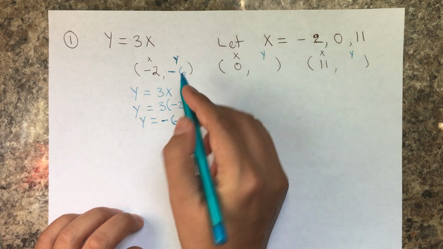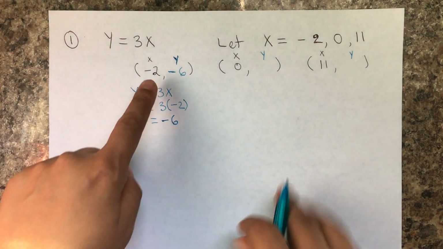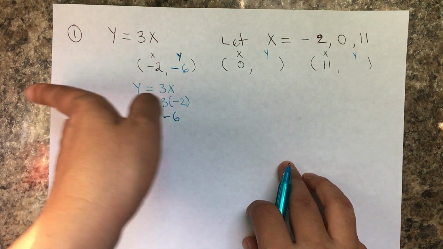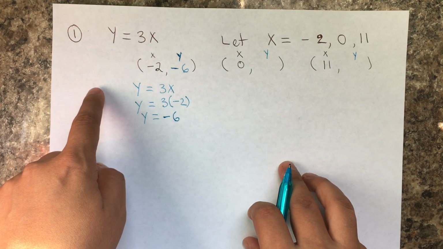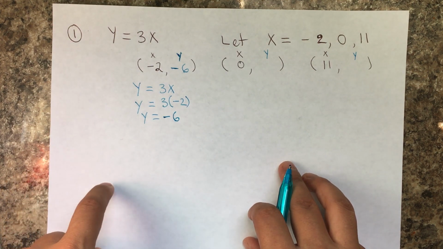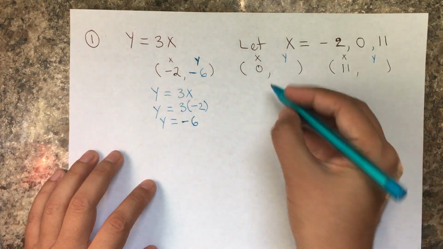Okay? So if you remember, you can now actually graph that point, because you already know that it's -2 on x. So you go to the left 2 spaces, and then -6 on y, so you go down because it's negative. Okay, so you know how to do that if you want to.